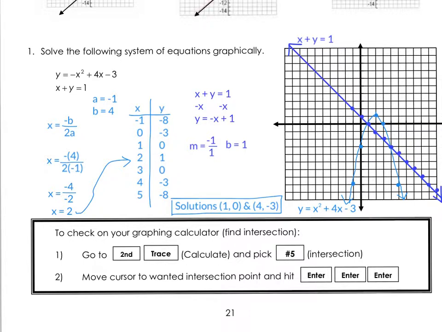Now you can check in your graphing calculator by finding the intersection. So to do that, once you have your 2 equations in y equals, you're going to go to second trace so that we calculate, and then pick number 5, which is the intersection. Move the cursor to the wanted intersection point so that you're close to it, and then hit enter 3 times, and you can check your answer that way.